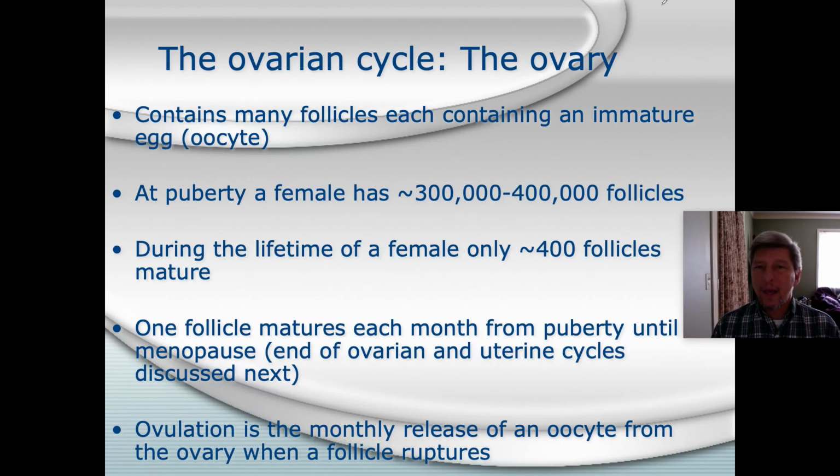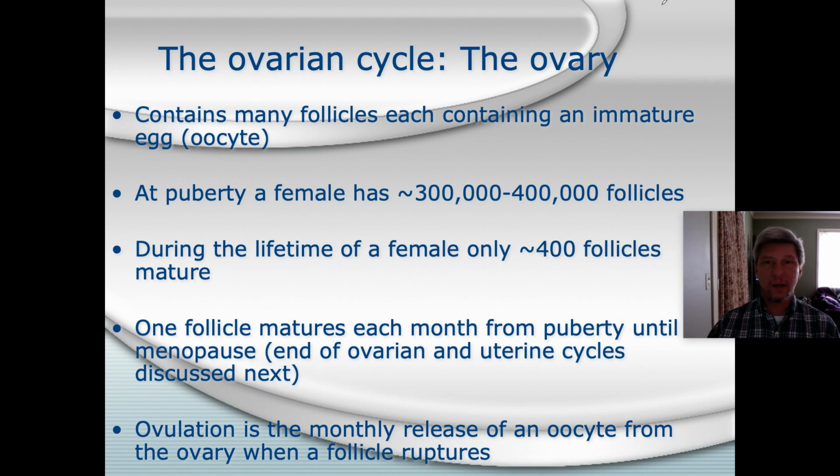All right. Males, on the other hand, are producing somewhere on the order of 1 million to 10 million sperm a day. All right, so it's a very different strategy that the different genders use. Now, one follicle matures each month from the time a young girl hits puberty until menopause, which happens in late middle age.